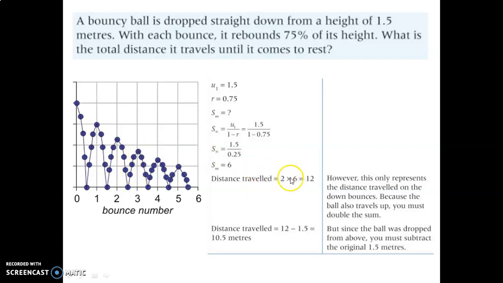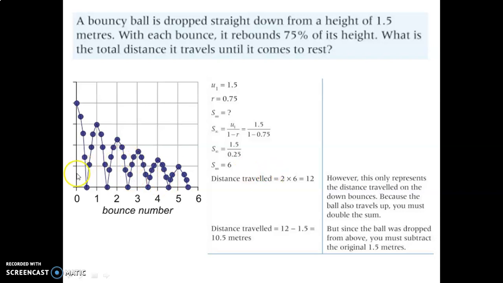So if we're going to answer the question of how long the distance traveled is, we need to multiply our sum by 2, because there's an up portion and a down portion. So basically, everything we get in this sequence has to be doubled, because there's up and down, up and down. All right, so total distance is 12, but we subtracted the 1.5 because of the original 1.5.